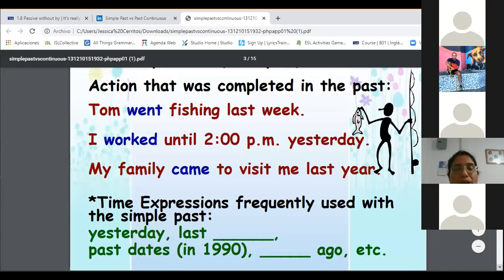Time expressions frequently used with the simple past. Yesterday, last... Can be week, what? Last year, last Sunday, last whatever. Okay. Past dates in 1990. Podemos decir 5 years ago.